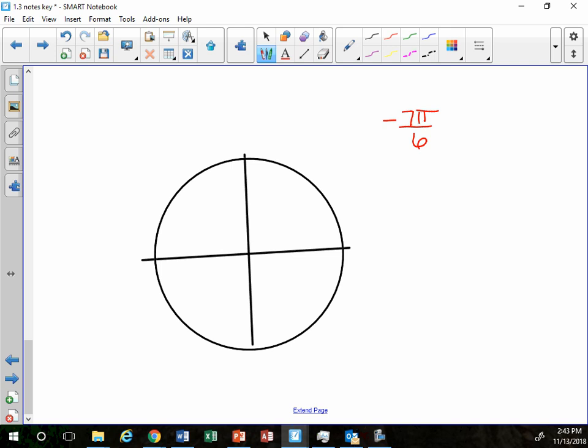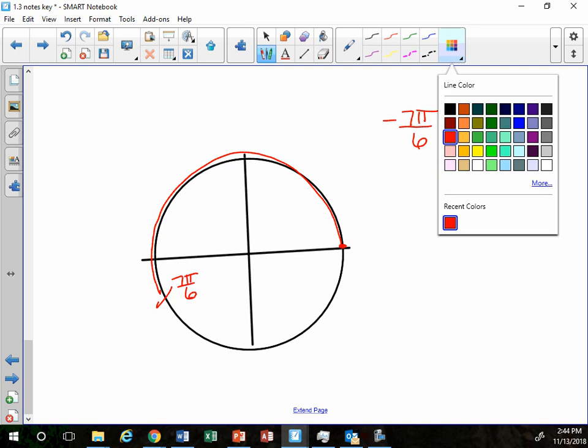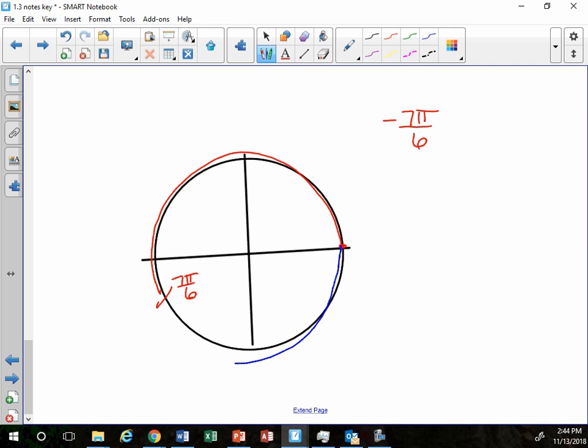It's going to be right here. So this is where regular 7 pi over 6 is, right? Do you see how from here that's more than halfway around the circle? So if I want it to be negative 7 pi over 6, I go that same distance backwards. Okay?